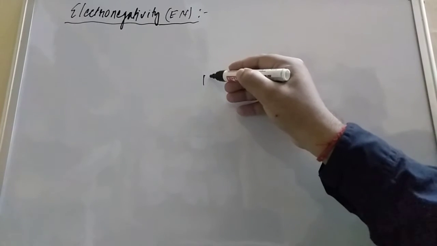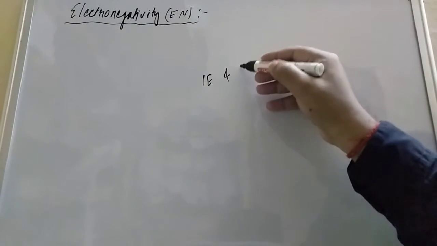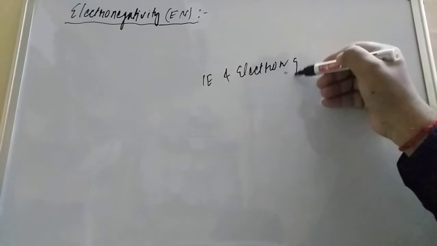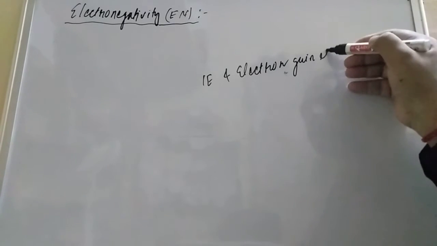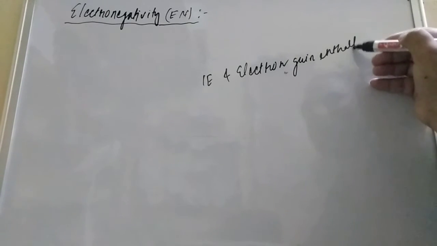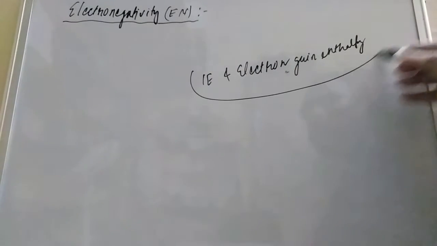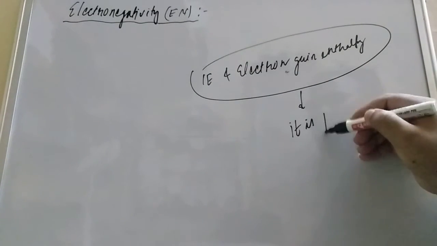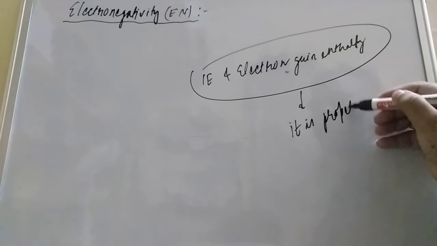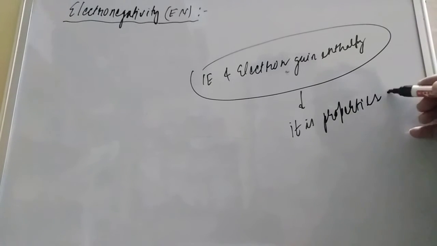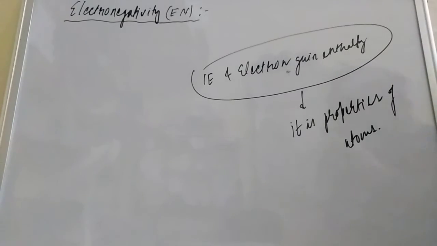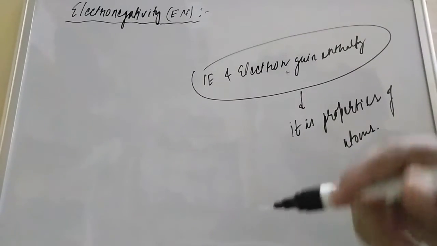As we studied ionization enthalpy and electron gain enthalpy, these two things, friends, are properties of atoms. Now, what we are going to discuss in this video is electronegativity.